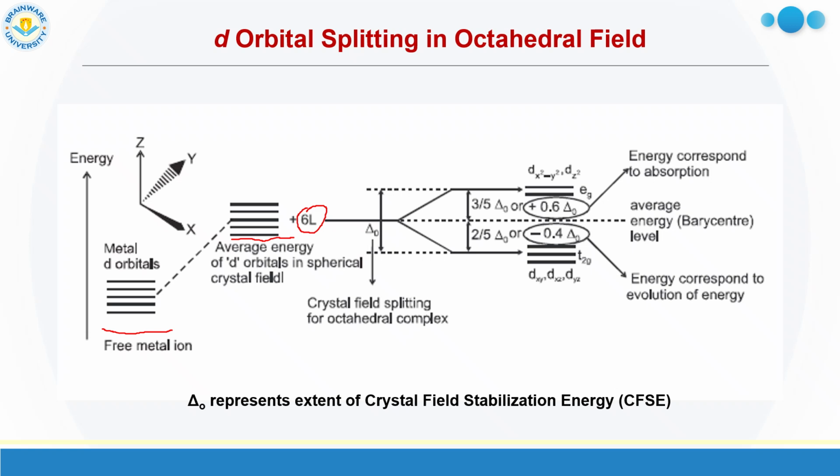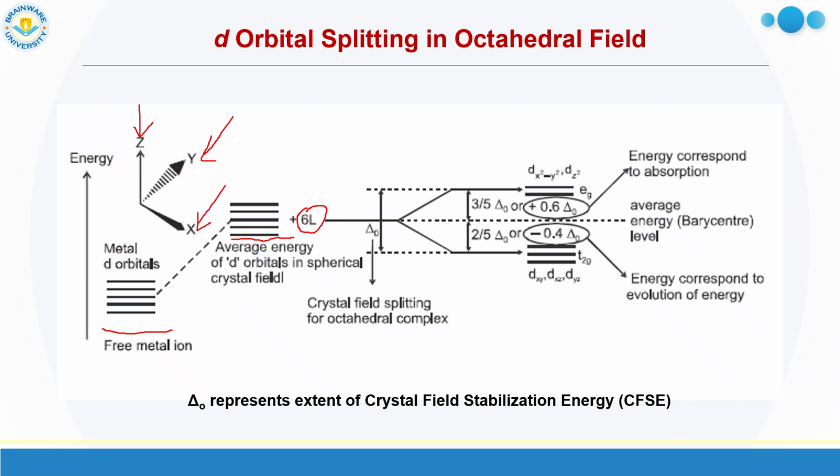the axis. Very important point, you should remember: dxy, dyz and dzx remain in between the axis, means dxy remains in between x and y axis, dyz in between y and z, and similarly dzx in between x and z. Whereas for dx square minus y square, 2 lobes remain along x-axis, 2 lobes along y-axis, whereas dz square has 2 lobes along z-axis. So for octahedral complexes, another important point is that the ligands approach along the axis, along z-axis, along y-axis and along x-axis.